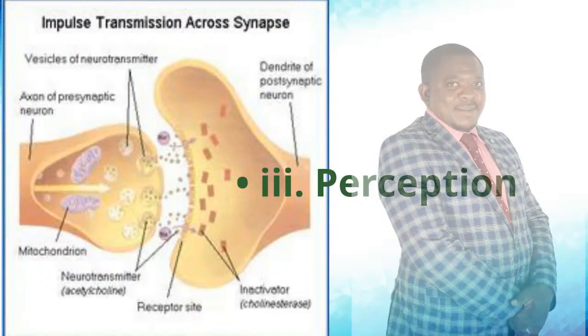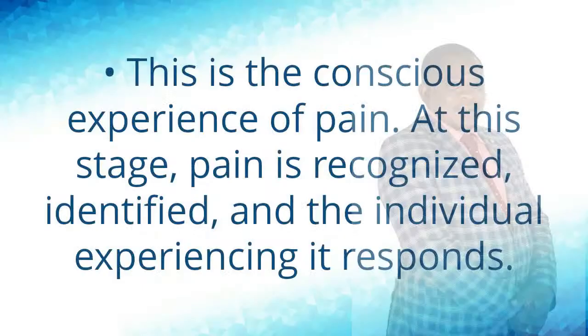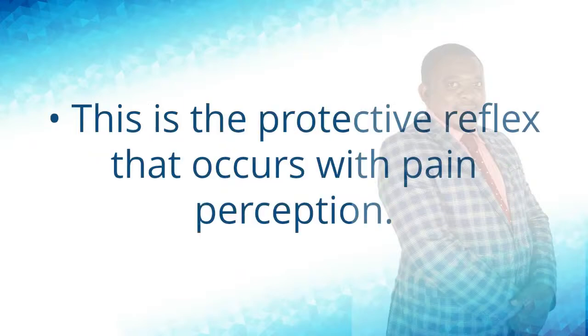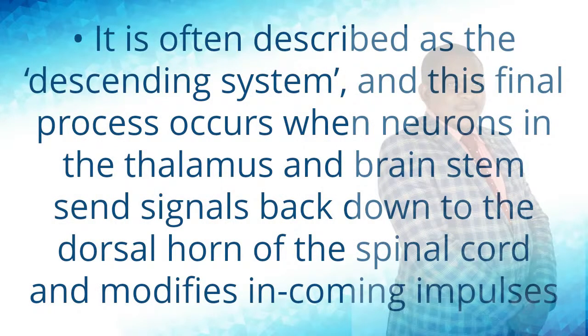Perception. This is the conscious experience of pain. At this stage, pain is recognized, identified, and the individual experiencing it responds. Modulation, sensory adaptation. This is the protective reflex that occurs with pain perception. It is often described as the descending system, and this final process occurs when neurons in the thalamus and brainstem send signals back down to the dorsal horn of the spinal cord and modifies incoming impulses.